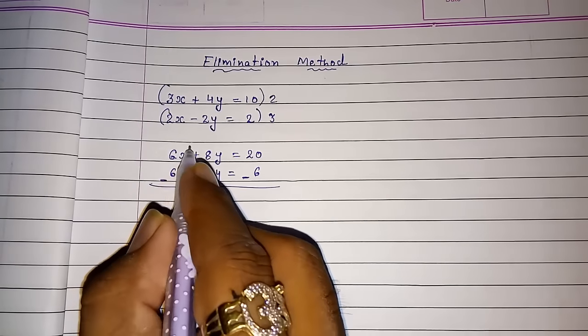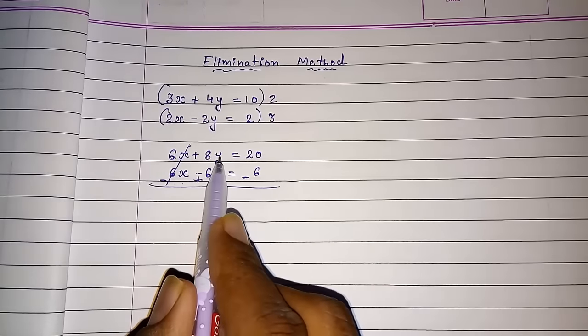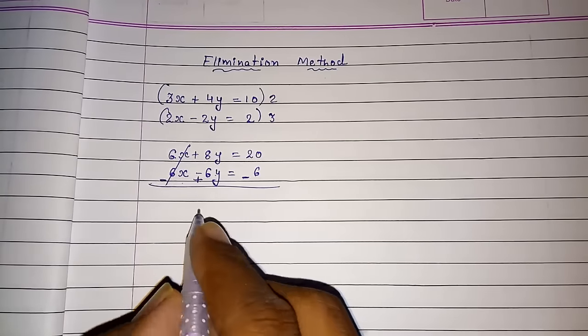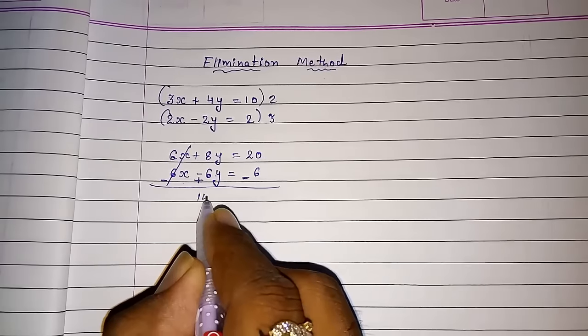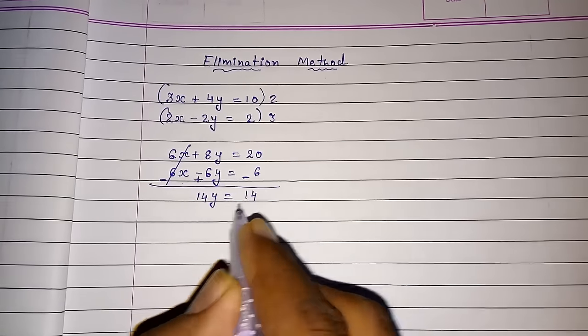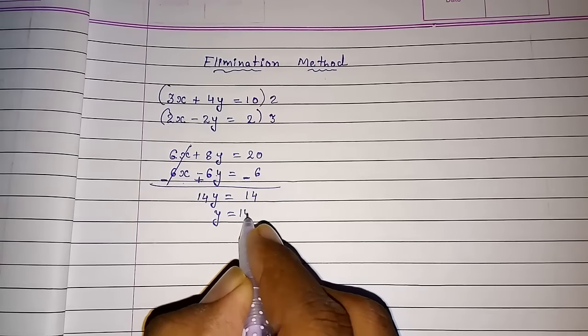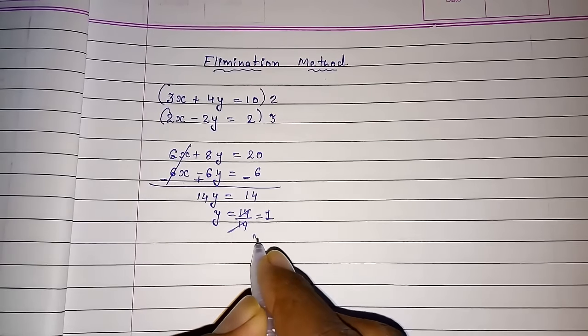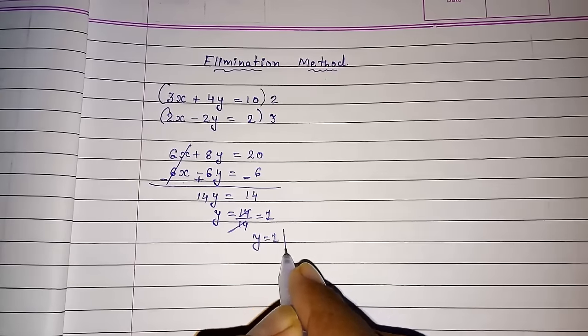Now 6x minus 6x cancel. 8y plus 6y gives you 14y. So 20 minus 6 is 14. So y is equal to 14 by 14, that is 1. y is equal to 1.